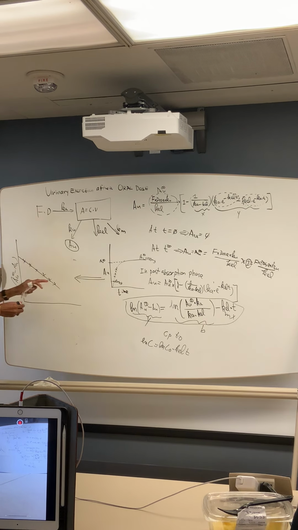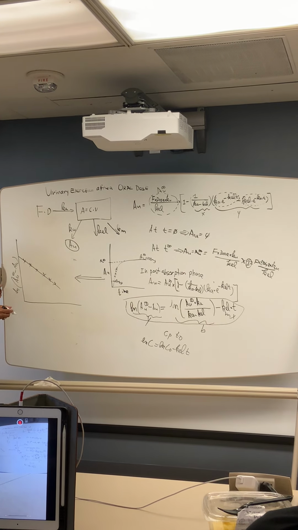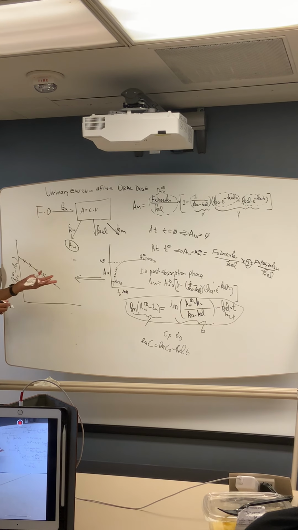Okay. And the slope of that line, based on this equation, should have a value of what? Negative KEL. Don't come Monday night and trip out if you see something like this.